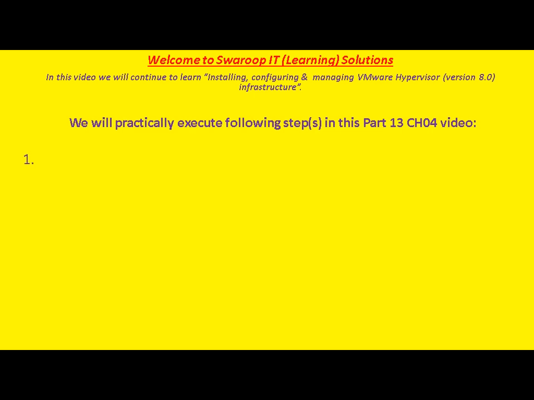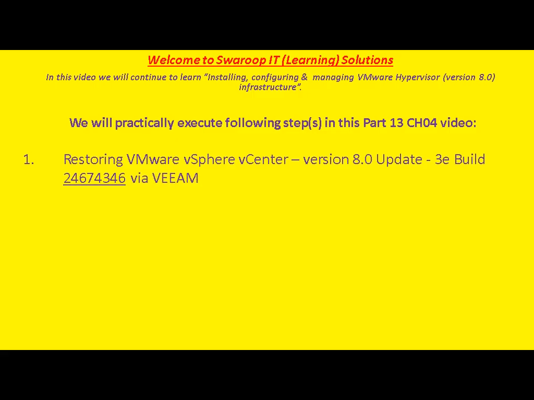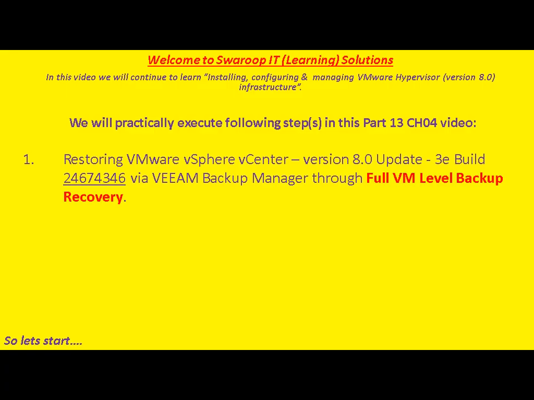Now in this fourth video we will be restoring our VMware vSphere vCenter server 8 update 3e build 246744346 via VEEAM Backup Manager through full VM level backup recovery. That means full disaster. Our VM itself is not present. Original VM I'm talking about, not the dummy VM. We will delete both the VMs and we will recover the original VM into the original location. Okay, so let's start.